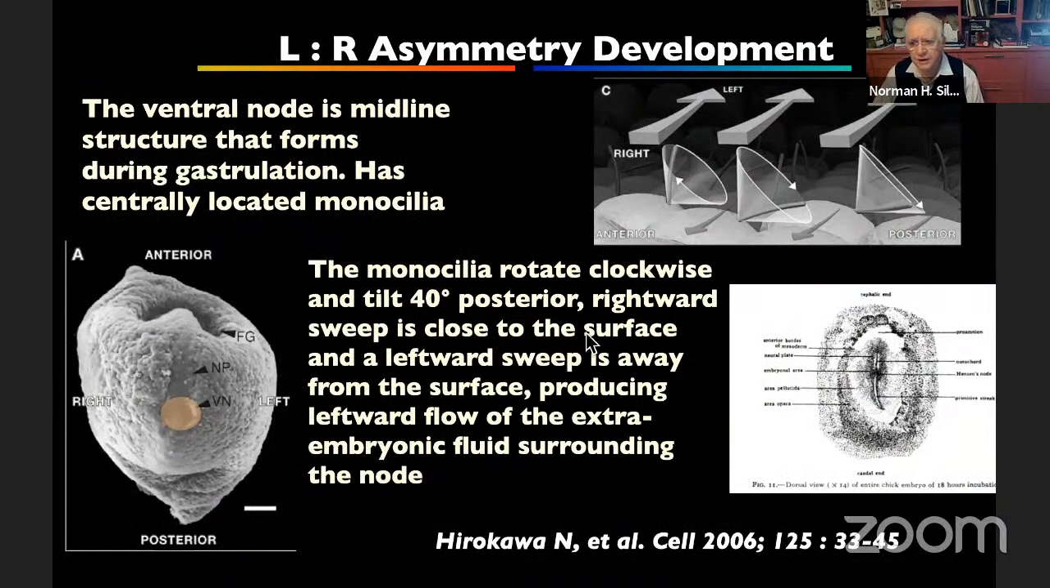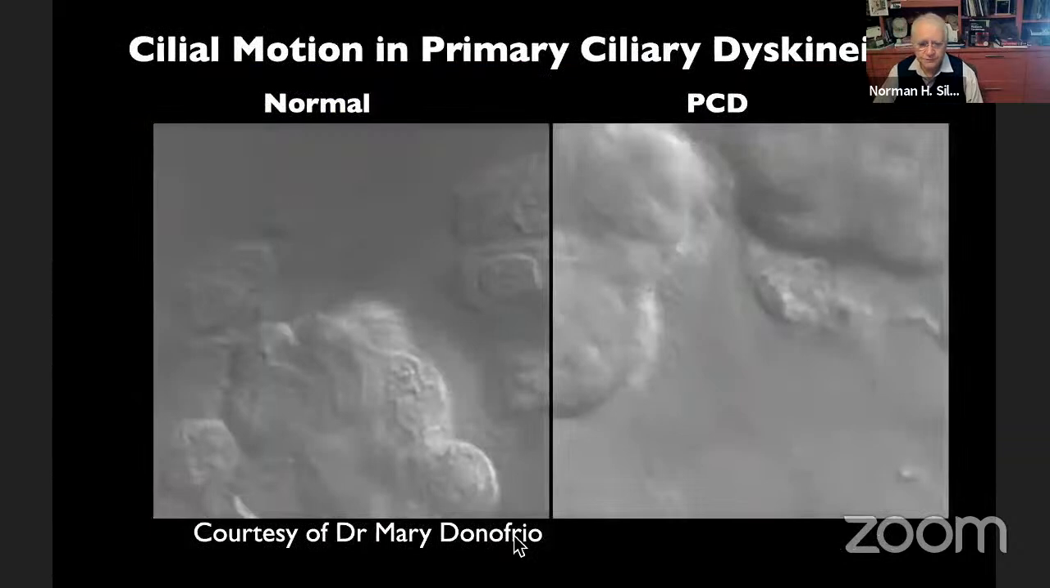So if you look at this here, here's a cartoon showing the monociliated elements at the node and the flow from right to left. Here's the primitive pit and the primitive node, and another cartoon showing the same. And of course, this has now been validated by scanning electron microscopy and other techniques.